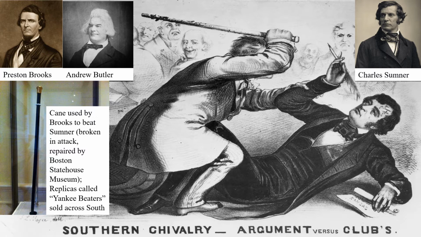Sumner declared that slaveholding politicians like Butler had, quote-unquote, raped the virgin territory of Kansas. He also specifically attacked Butler, suggesting that he had embraced slavery as if it were a prostitute. This insult had a double meaning, implying that Butler had sexual relations with his female slaves. Even the suggestion of interracial sexual relationships, miscegenation in the contemporary parlance, was an extreme insult.